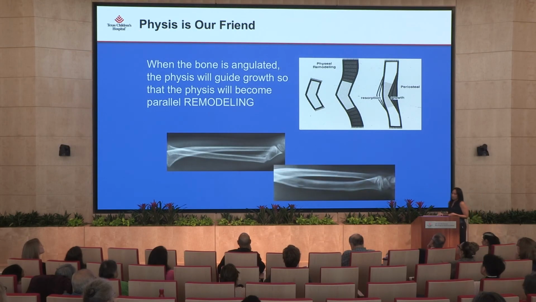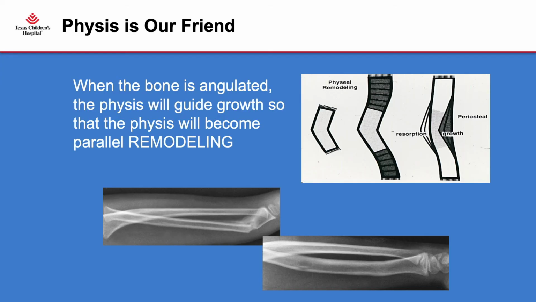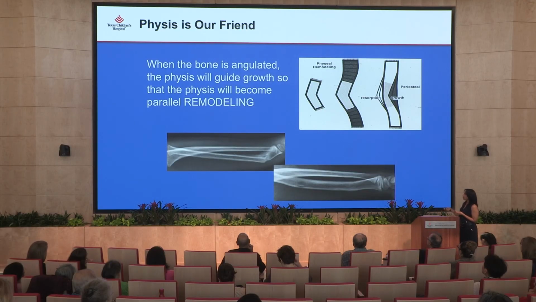So the physis is both our friend and our foe. So it's our friend in that it allows this process of remodeling, where the bone can be crooked and then over time, with growth, it straightens out. So this process happens because the physis always wants to be parallel to each other. When the bone heals and it's angulated, meaning the growth plates are not parallel to one another, it will cause more growth on one side and less growth on the other to allow over time the bone to remodel.